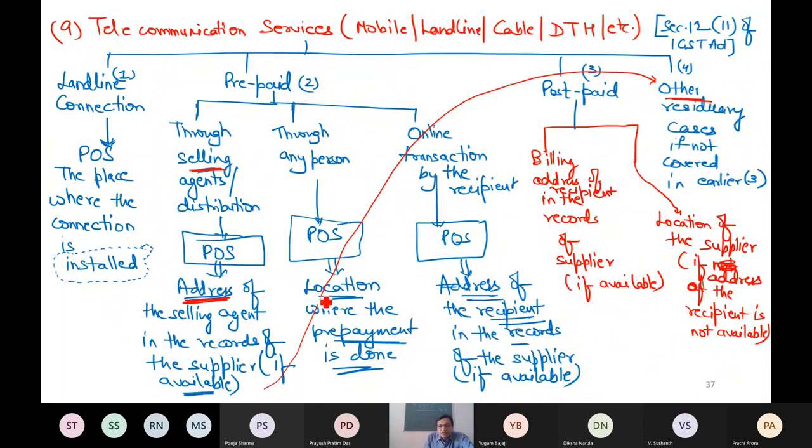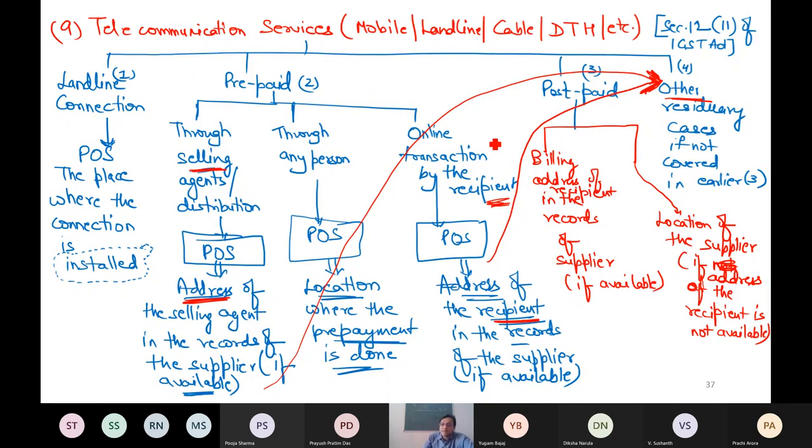Similarly, when online transaction by the recipient is there, I have said that address of recipient is the answer. If address of recipient not available, then also where I will go? Other. Okay, other covers all the cases which are not at all covered in earlier three. And do you know what is the answer of others?